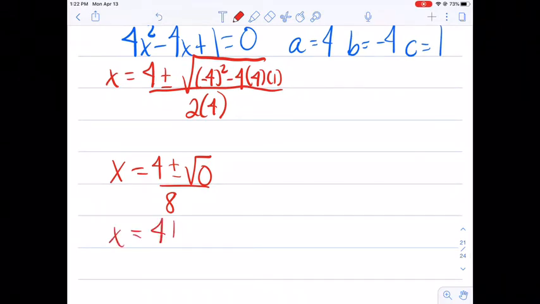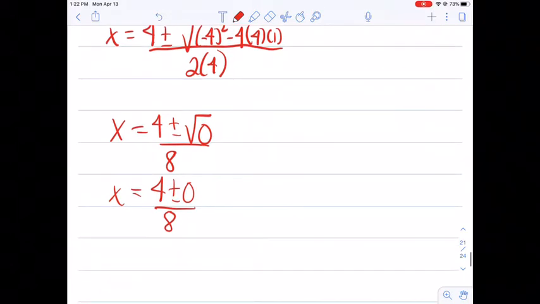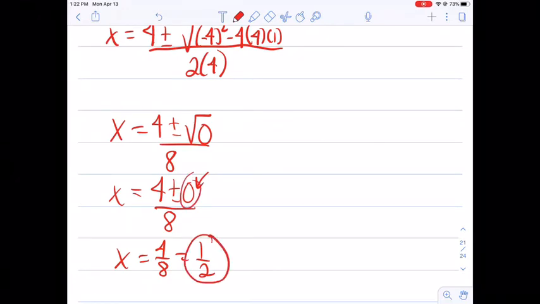So we have x equals 4 plus or minus 0 over 8. Well, 4 plus 0 is 4, and 4 minus 0 is 4. So the final answer here is x equals 4 over 8, or 1/2. When this radical becomes 0, then our answer is a double root.